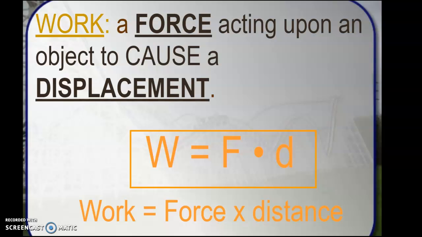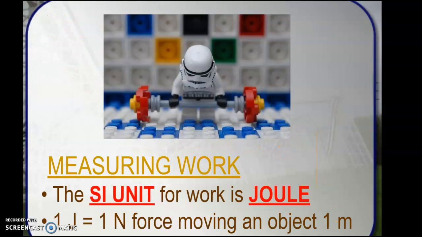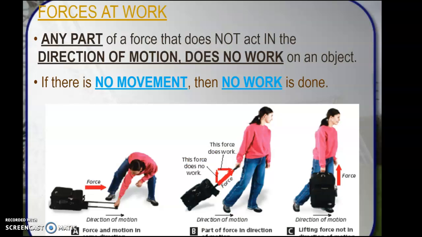All right, with this time that I have left, let's talk about work. So work is a force acting upon an object to cause displacement. So work is equal to your force times distance. So we measure work in joules as well. So 1 joule is equal to 1 Newton of force moving an object 1 meter.